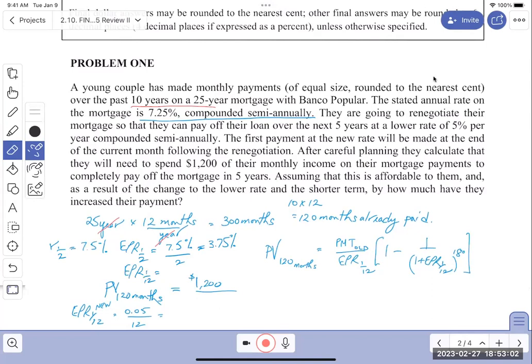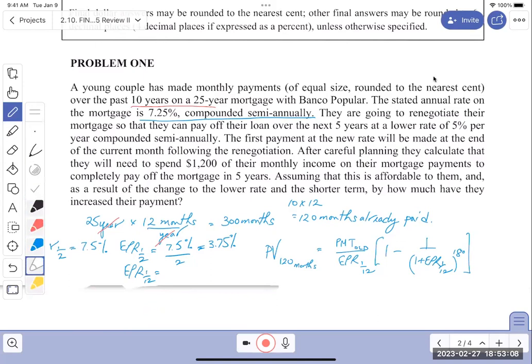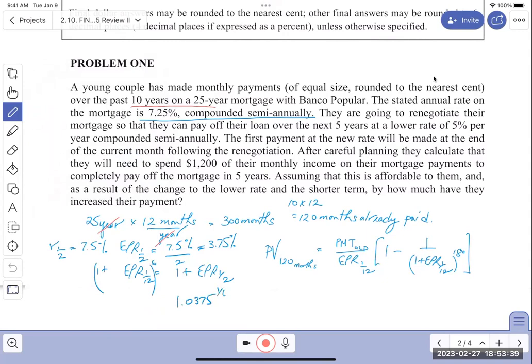To find the monthly rate, let me erase this stuff here. So the monthly rate, if you're practicing your interest rate conversions, this is going to be, if I do it like this, there are 6 months in a semi-annual period. So I need to take 1.0375 to the 1/6 minus 1 to get my monthly rate. And then this is the EPR old. This is the old one.